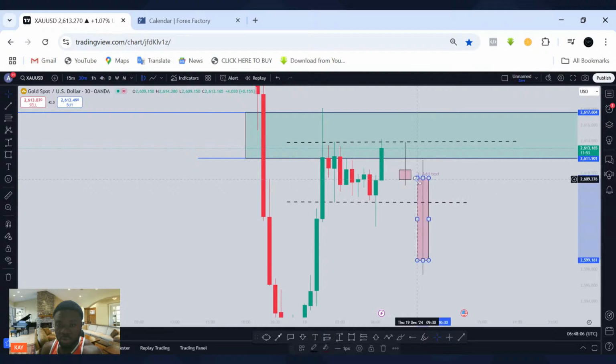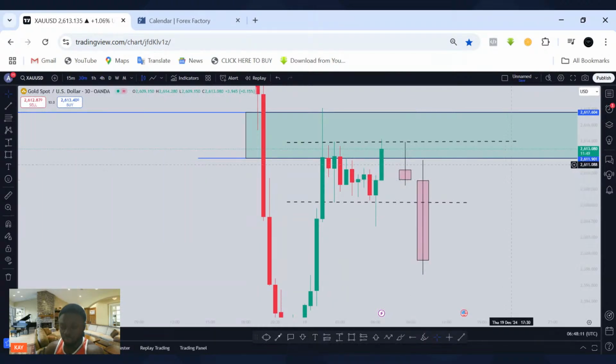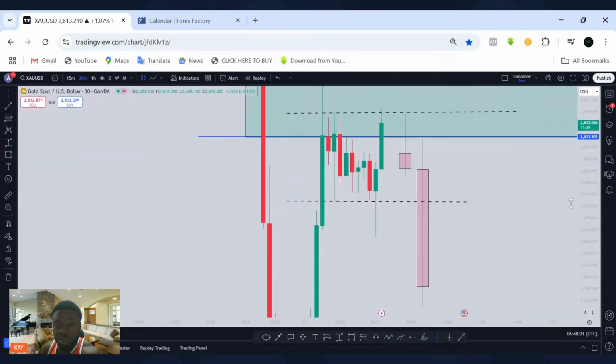Okay, a continuation of the trend. So this is what I'm expecting to happen on gold. This one should flip. You see, the candle also opened with no wick, so the chances that it can flip bearish are very high.